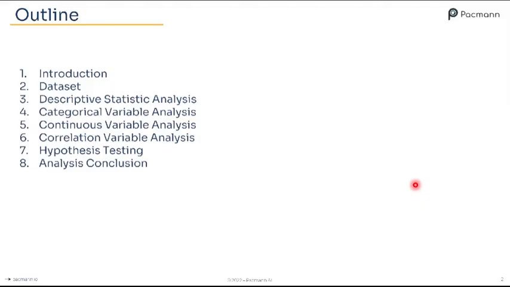The outline of this presentation comprises 8 parts. The first is introduction to the problem. Next, we will look at the dataset. Going into the analysis, there will be 5 analysis parts, which are descriptive statistic, categorical variable, continuous variable, correlation variable, and the last is hypothesis testing. Then we will end this analysis with a conclusion.